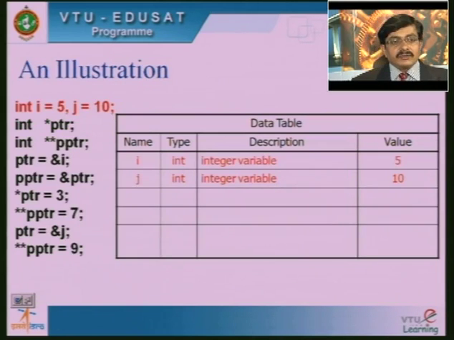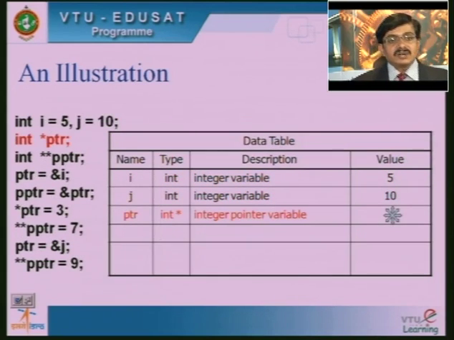Now, if you look into this particular declaration, as an example, int i is equal to 5, int j is equal to 10. So int i is holding the value 5 and j is holding the value 10. When I go to the next declaration, I am declaring PTR as a pointer to an integer, and here I have not assigned any particular address. So here I do not have any particular value for this pointer variable. It is just a declaration. It says that it is an integer pointer variable, that is it.